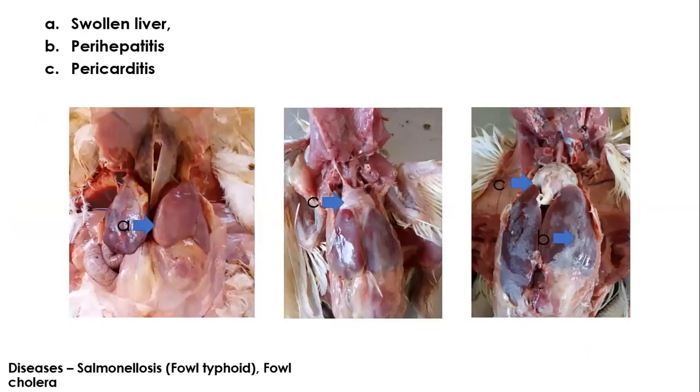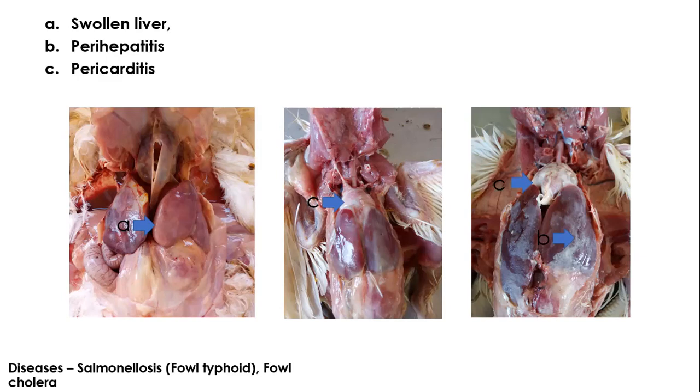So we also have a possibility of having what is called pericarditis and perihepatitis, then swollen liver. As you can see, A is showing swollen liver. If you look at the edge, you will see the edge is not smooth. If you look at the edge of some of the other livers that we have seen before, you see that the edge is somewhat smooth. So when you see the edge is not smooth, that's an indication that the liver is swollen.